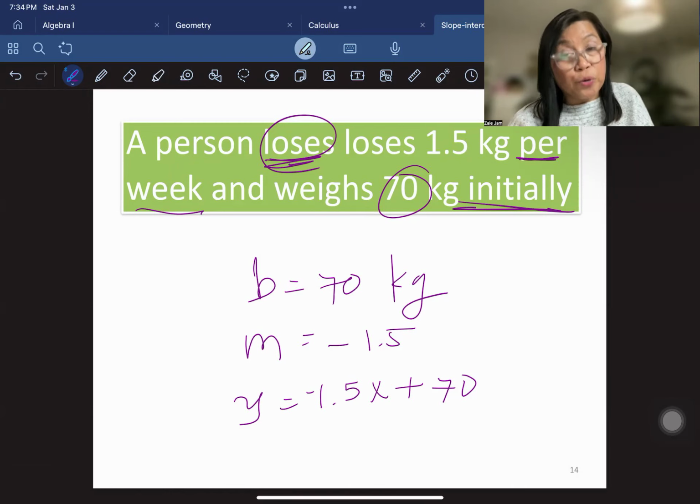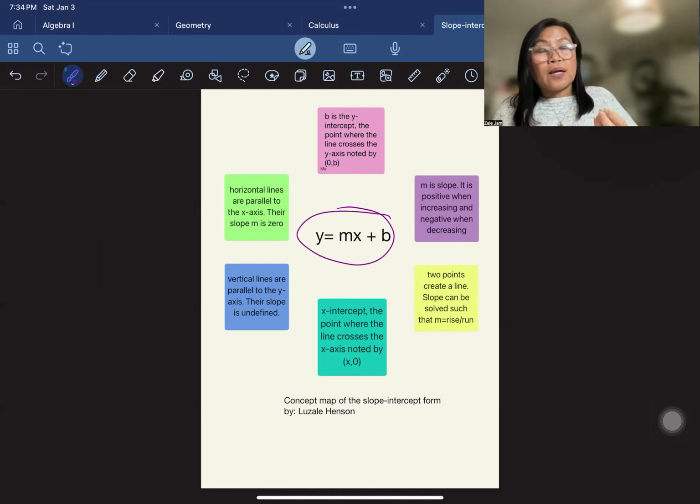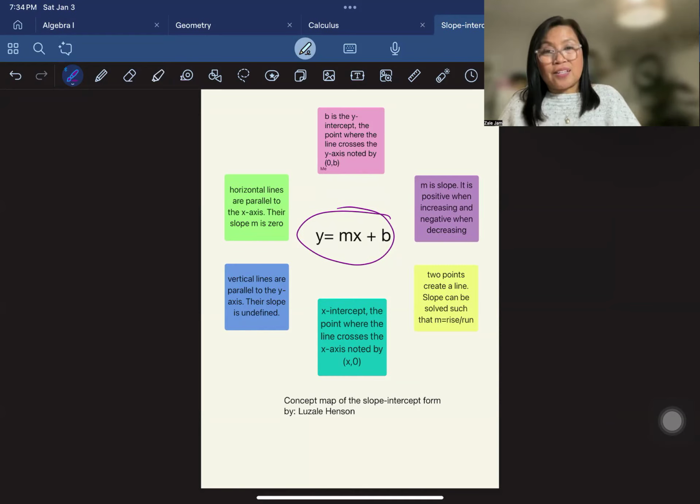And so we've learned today that the b for mx plus b equals y is the y-intercept. It is the point where the line crosses the y-axis. M is the slope. It is positive when increasing and negative when decreasing. 2 points create a line. Slope can be solved such that slope is equal to rise over run.